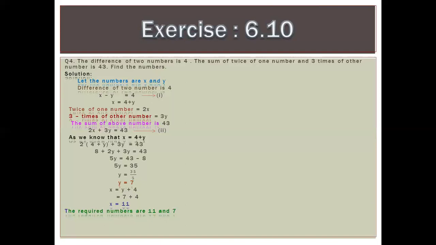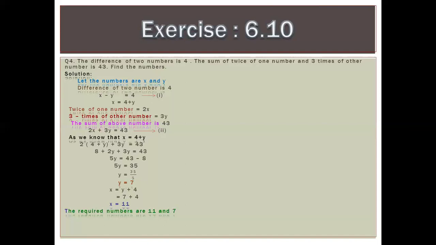I told you when there is "is", it means that we convert it into the equal sign. The first equation is x minus y is equal to 4, and the second equation is 2x plus 3y is equal to 43. Now we solve the equations simultaneously. From equation 1, I find the value of x. I shift y to the other side. x is equal to 4 plus y.